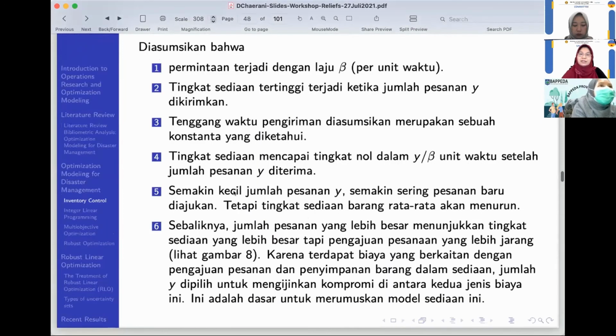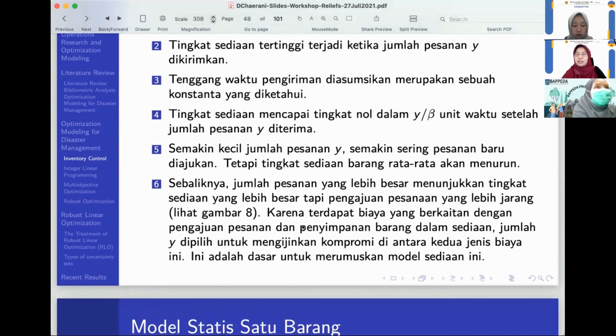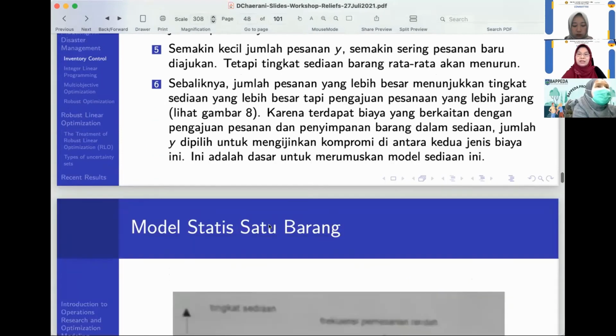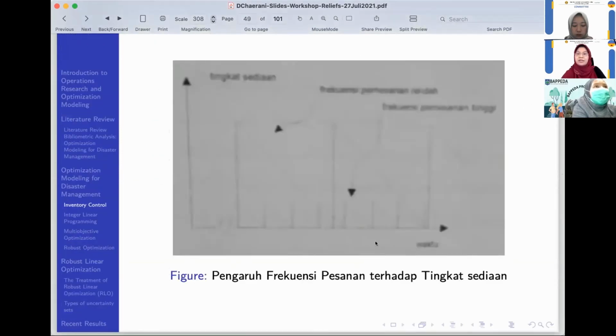Kemudian semakin kecil jumlah pesanannya, semakin sering pesanan baru diajukan. Itu logis. Kalau saya belinya cuma satuan, satu habis saya beli lagi. Tapi kalau saya beli dalam jumlah banyak, bisa jadi waktu gunanya agak panjang. Sebaliknya jika pesanan besar, waktu pemesanannya cukup lama. Ini juga ada pengaruh tingkat frekuensi pesanan terhadap tingkat persediaan. Kalau sediaannya tinggi, waktu pemesanannya hanya beberapa kali. Tapi kalau frekuensi pemesanannya rendah, berarti pesanannya sering.